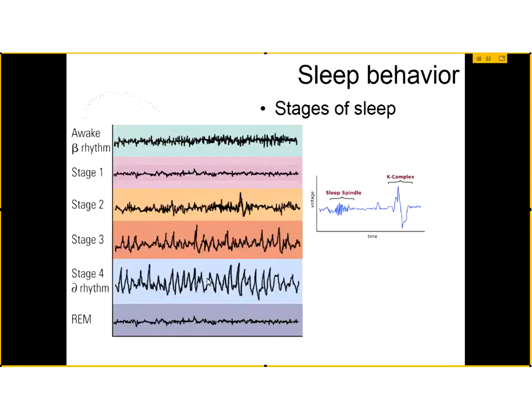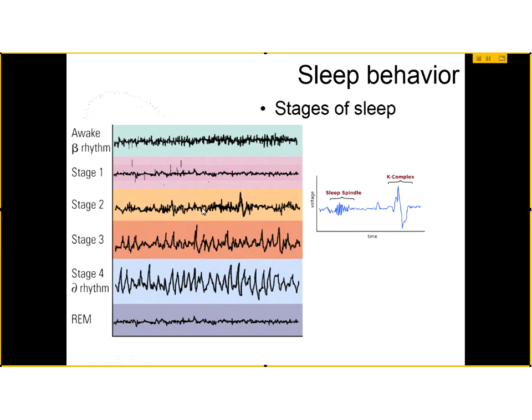So let's look at how sleep changes across the different stages. Sleep occurs through stages, so it's a very dynamic behavior, the way the central nervous system changes. Here we see a good example of the awake beta rhythm, where it's very high frequency, low amplitude. And then in stage 1, we have a little bit less frequency, but it's still low amplitude. So we're still actively processing information.